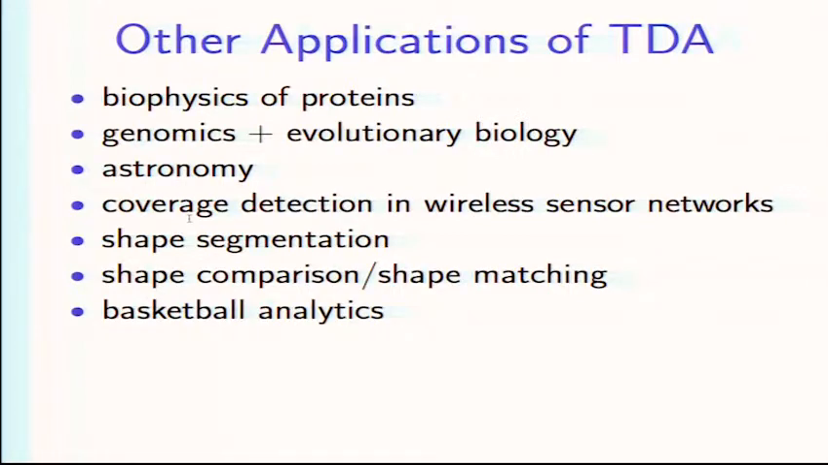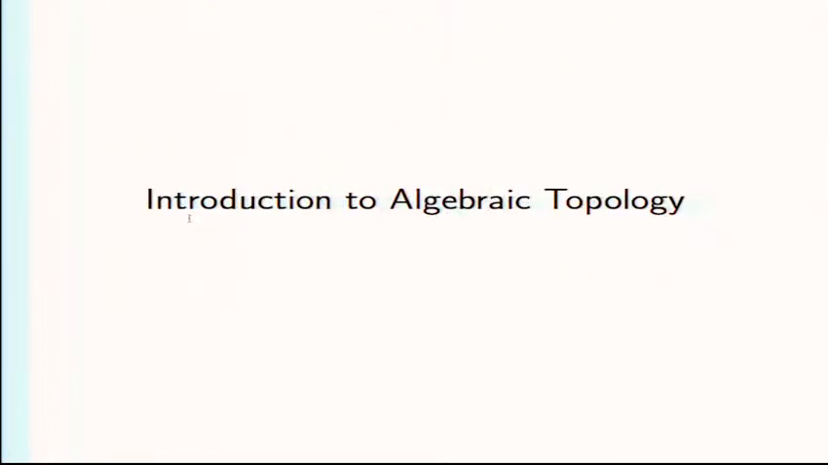So for example, there's been interesting work on biophysics of proteins, especially trying to understand compressibility of proteins, on genomics and evolutionary biology, virus evolution, on astronomy, understanding the large-scale organization of galaxies in the universe, on coverage detection in wireless sensor networks, geometry problems like shape segmentation and shape comparison. And recently, there's even been some work that received some attention in the press on basketball analytics. So a lot of people are interested in trying to apply this kind of stuff. So anyway, I hope that gives you some sense of what we're trying to do here.